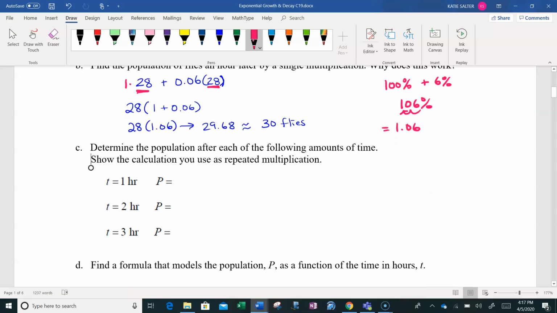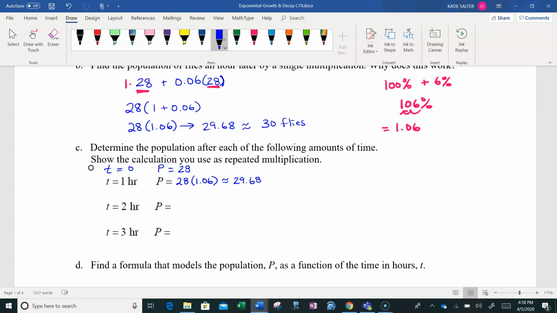Okay, so let's put this together. It says determine the population after each of the following amounts of time. Show the calculation you use as a repeated multiplication. So regardless, we start out with 28. Think about this. When we had 0 hours, the population is 28 flies. So after 1 hour, we would have 28 times 1.06. After 2 hours, we would take this amount that we have right here, and I'm not going to worry about rounding them yet. I'm just going to put them like this to 2 decimal places.